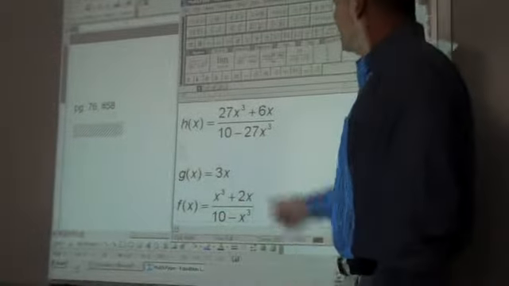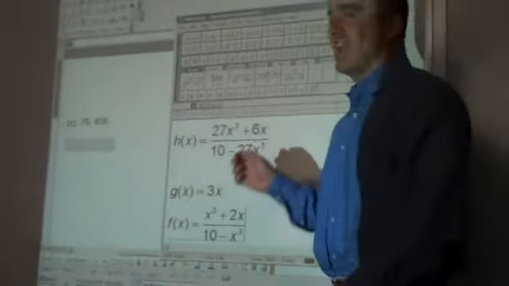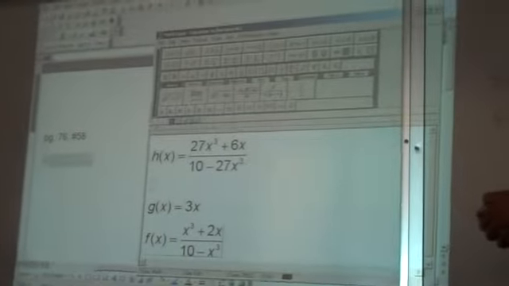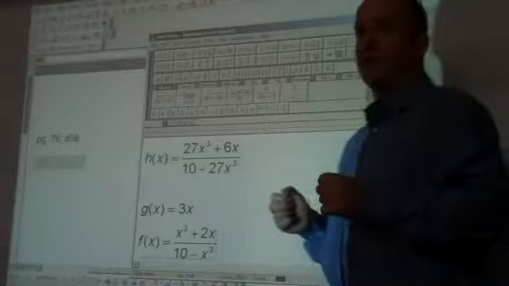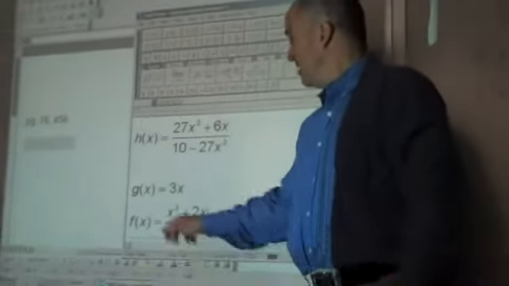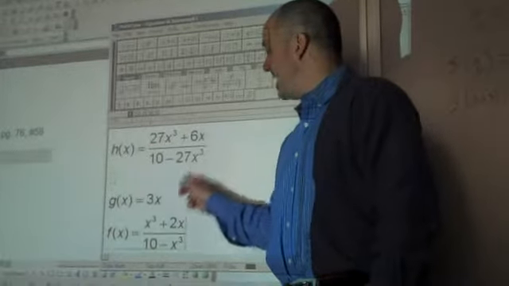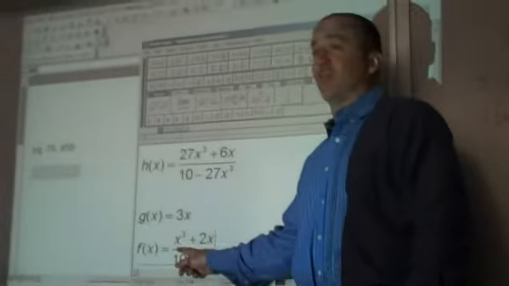But what you have to think of is, whatever you come up with for g of x is going to be substituted in for x in your simpler function. Okay? To get h of x back, we need to take 3x and put it in for x.